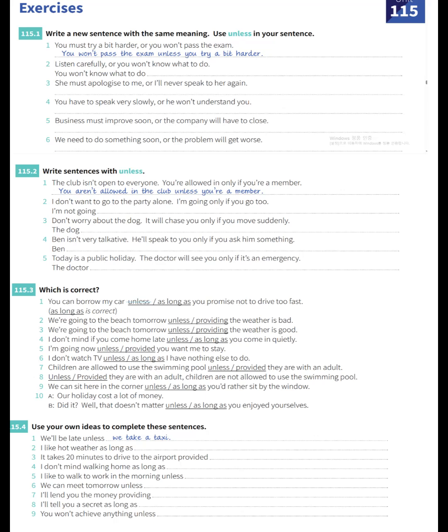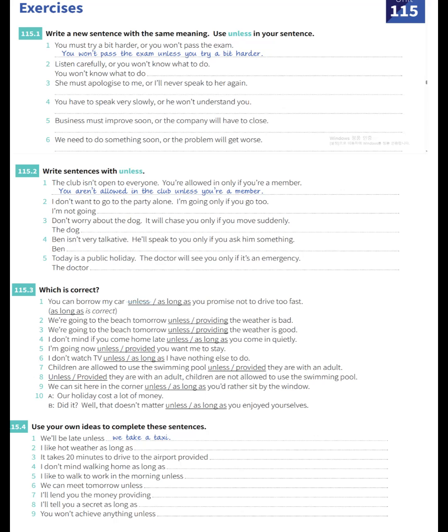Now, the first one, Ben isn't very talkative. It's giving you an idea of what kind of person Ben is, the kind that is not very talkative. So they're trying to show you that he won't speak to you unless you ask him something, because he's not talkative. So when you report this, you don't tell us about Ben's talkativeness. You only tell us what kind of person Ben is. This is where you say he won't speak to you if you don't ask him something, because he isn't very talkative.